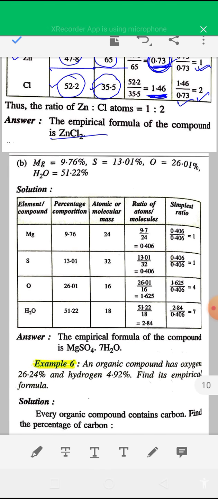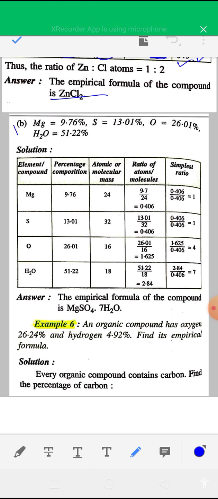Similarly, one more example is given. The compound formed by magnesium, sulfur, oxygen and water. In this compound, magnesium is present at 9.76%, sulfur is 13.01%, oxygen is 26.01% and water is 51.22%. So you have to make separate columns.